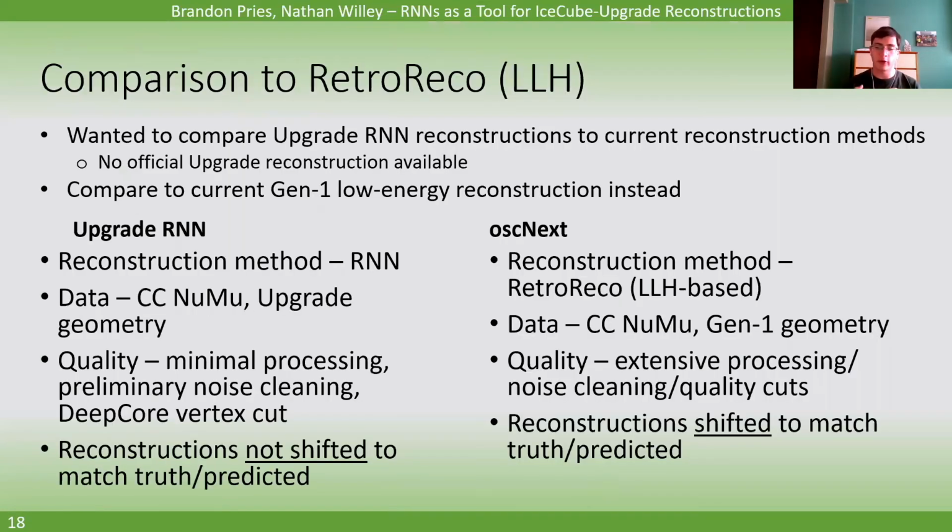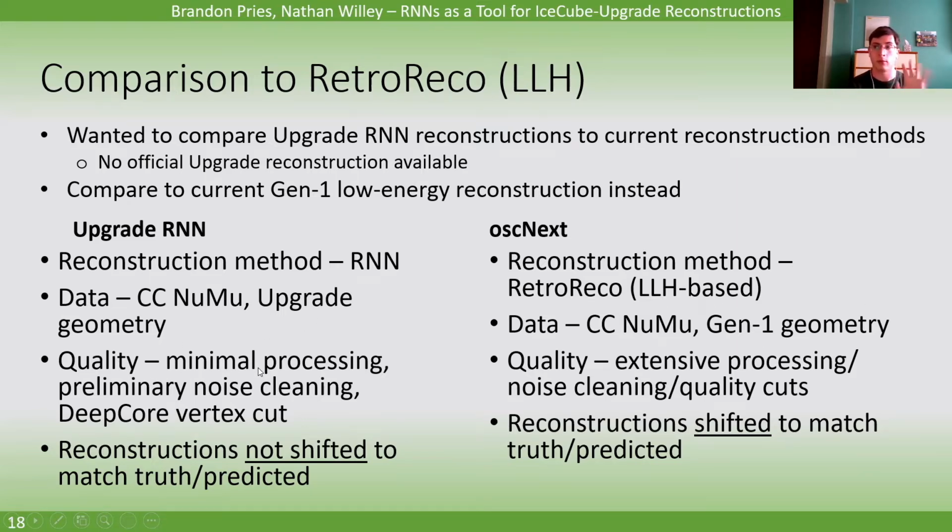So from here, we wanted to figure out how well we're doing relative to the kind of reconstructions that we have now. However, there is no official Upgrade reconstruction because this is so new. So the best thing that we could come up with was comparing to a current Gen 1 reconstruction that also focuses on low energy. And that is called Osnex Retro Reco, which is log likelihood based. Our reconstruction is the RNN. Both of these are trained with charged current nu track data. We're using the Upgrade geometry, they're using Gen 1 geometry.